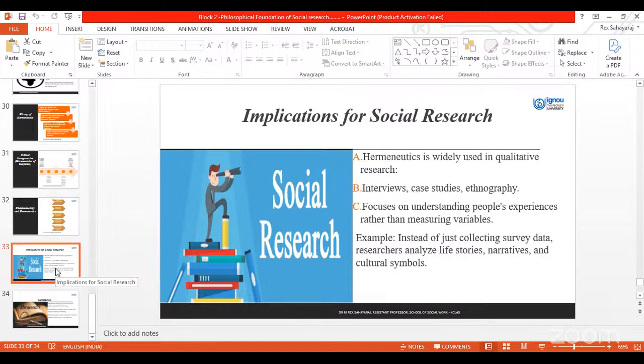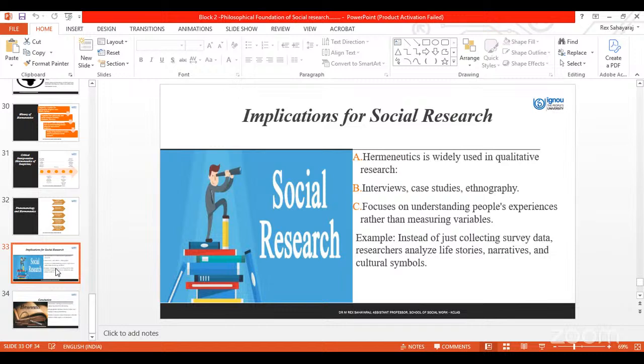So hermeneutics is widely used in qualitative research: interviews, case studies, ethnography, okay. It focuses on understanding people's experiences rather than measuring variables. That's very, very important. So interviews, case studies and ethnographies are the methods used to conduct a hermeneutic study, right?